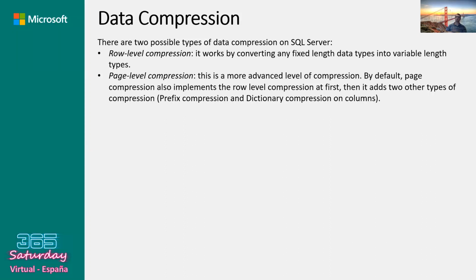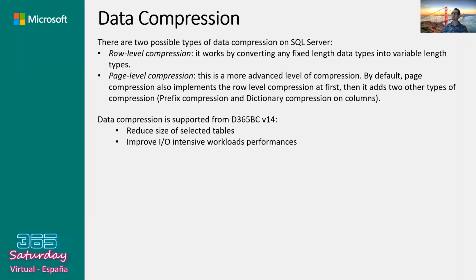Row level compression means that if you have some data, these are always compressed to the real size instead of the declared size. For example, if you declare a variable of text 30, and you have 5 characters in this variable, this is compressed to 5 instead of 30. The page level compression is another more advanced level of compression that applies row level plus other types of compressions. Data compression is supported from Business Central version 14, and it permits you to improve your performance and reduce the size of your database.